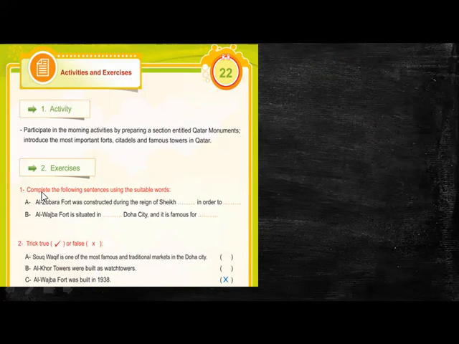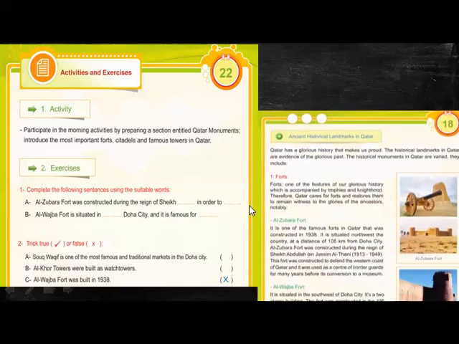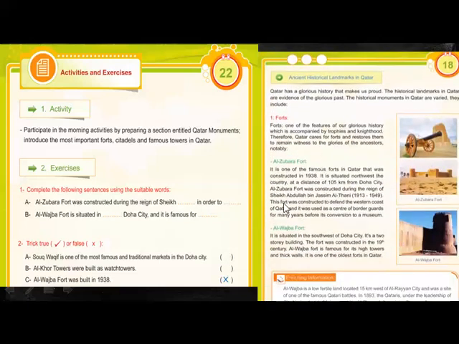First, you're going to complete the following sentences with suitable words. A. Al Zubair Fort was constructed during the regime of Sheikh blank. What's the name of the Sheikh? In order to blank, and what was the significance? Why was it constructed? So let's go back to the lesson and scan this paragraph right here. That's the year it was built in. That's the exact location, situated northwest of the country, distance 105 from Doha city. Right here is your answer.